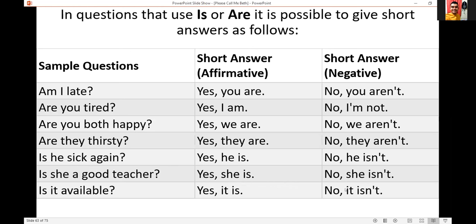Short questions that use is or are. Is it possible to give short answers as follows? Simple questions. Am I late? Are you tired? Are you both happy? Are they thirsty? Is he sick again? Is she a good teacher?